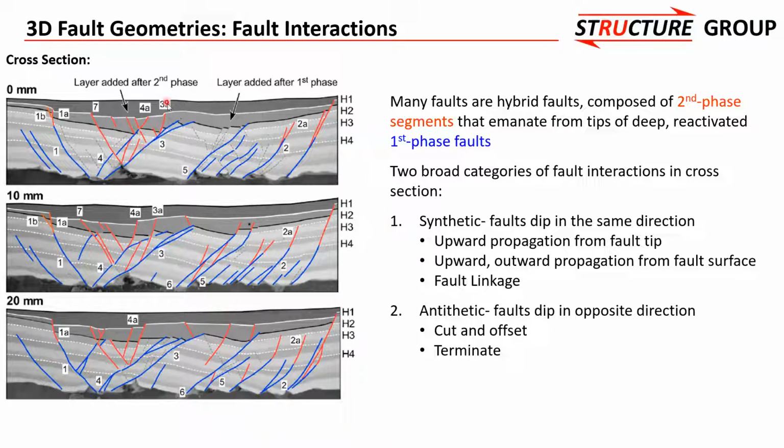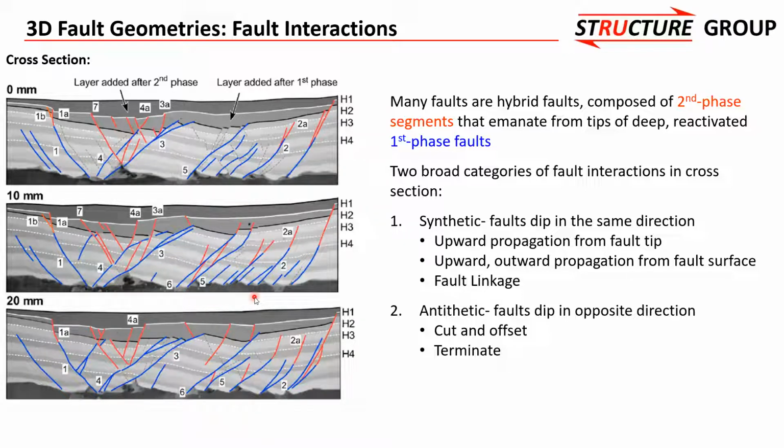There's 3 and 3A, where 3 propagates outward. 4 and 4A, we see it throughout the vertical section of the model, which again matches what we saw from observing the top surface. In addition, there are 2 broad categories of fault interactions that we see in cross-section.